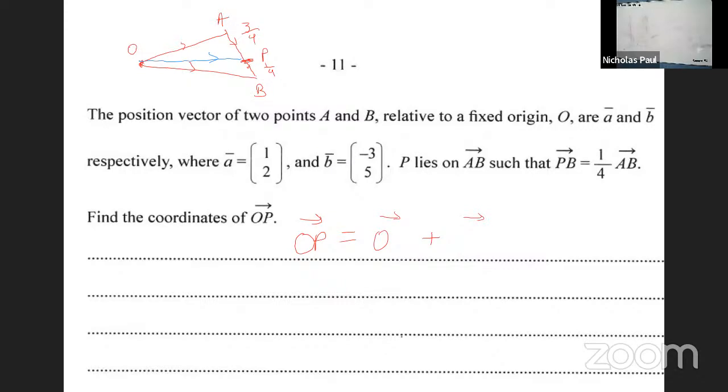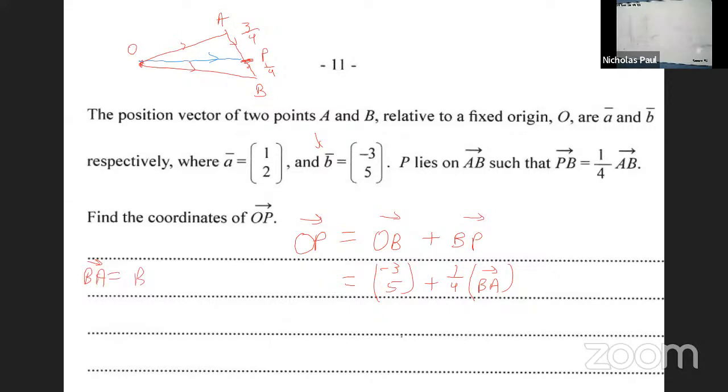So I am going O to B, B to P, right? I'll use the method that most of you all use. O to B is minus 3, 5. They gave us that. Remember, this is the position vector of B. And the B to P is 1/4 of, let me be careful, 1/4 of BA, not AB, yeah? So you have to change the sign around, right?